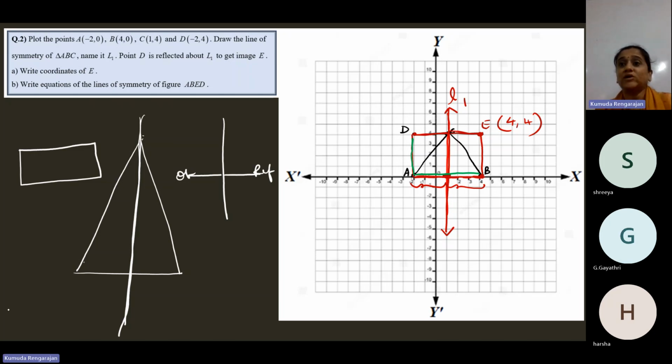Okay, line of symmetry. So what will you do? You'll do this. You'll fold it like this.